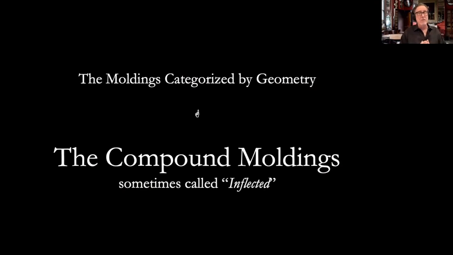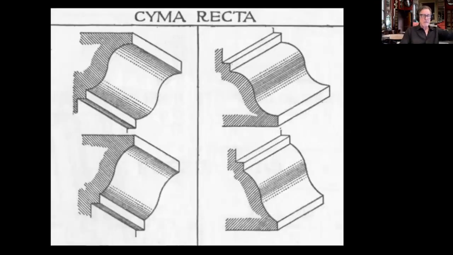Finally, we have the compound moldings, which are complex shapes that have both concave and convex regions. Sometimes they're called inflected moldings. And the first two of these are really important moldings that I want you to remember. The first one is the cyma recta. The cyma recta is a very important compound molding. So let's draw that one together.